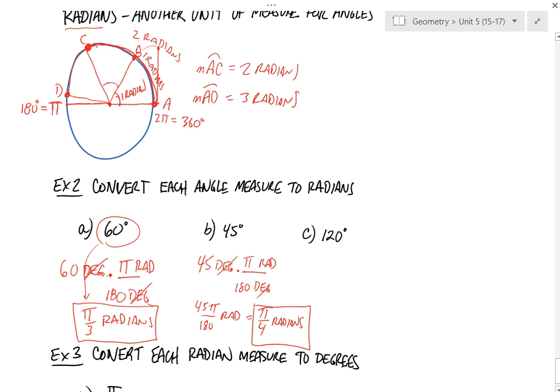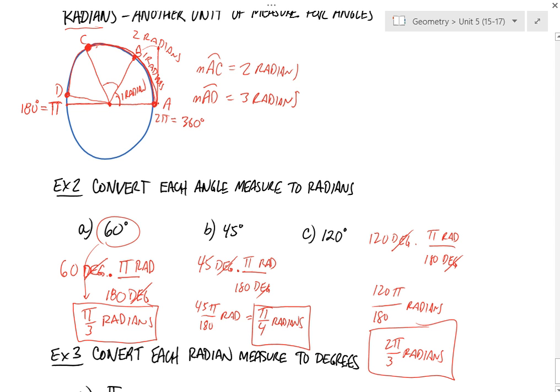Okay, for example C, we're going to call this 120 degrees, and then we're going to convert by multiplying by pi radians is the same as 180 degrees. Degrees cancel. I have 120 pi over 180 radians. Now both of those are divisible by 60, so that would be 2 pi over 3 radians in simplified form. So 120 degrees is the same as 2 pi over 3 radians.